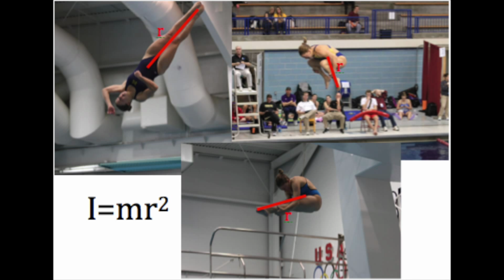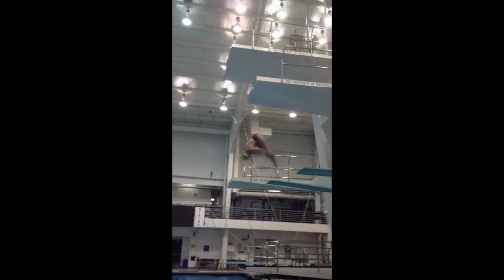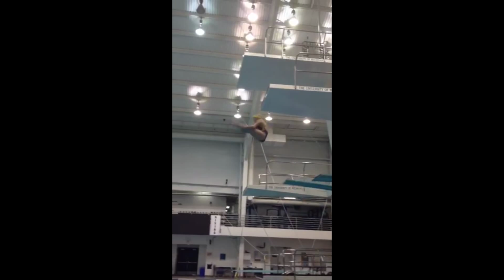Moment of inertia is defined as resistance of a body to rotation about a given axis. The moment of inertia changes with position and can be represented by the equation I equals mr squared. The straight position has a greater moment of inertia than the pike position, which has a greater moment of inertia than the tuck position. This is due to the difference in distances from the axis of rotation to the proximal end. The moment of inertia also changes depending on the axis of rotation.